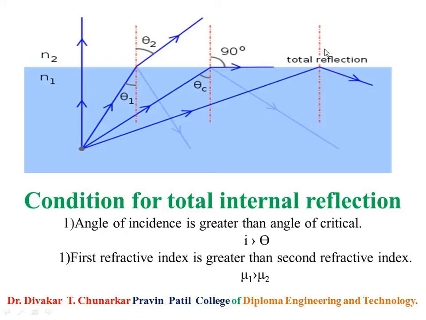For the rays up to this last ray F, the angle of incidence is larger than theta C. So this theta C is the critical angle. There is no refraction and only reflection takes place. That is total internal reflection.